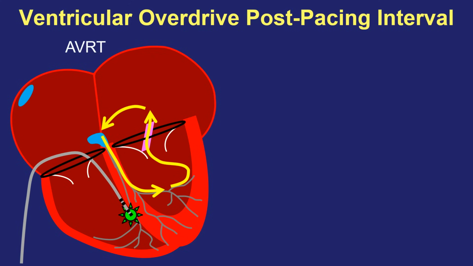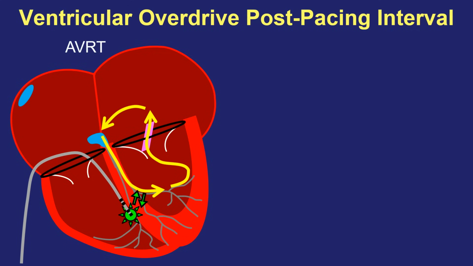And notice how close or far we are from this reentry circuit. Let's say it's a left-sided pathway and we're pacing on the right side of the septum. We're certainly not in the circuit when it's AVRT, but we're not far from it from this pacing site.